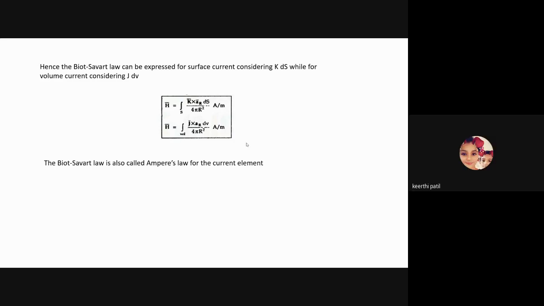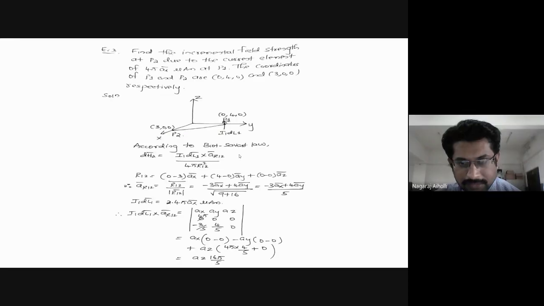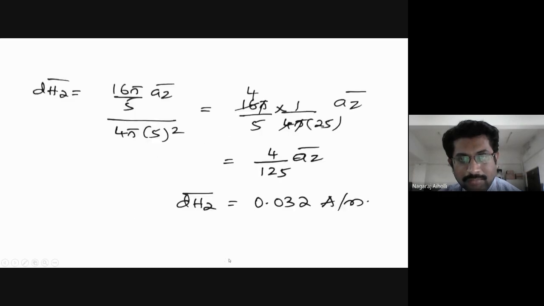Sir, the answer is 16π by 5 a_x. One minute. Very good. 16π by 5 is micro. Don't leave that micro out here, just make a correction: micro is missing, microampere per meter. If you simplify that, you will get 0.032 microampere per meter, that is 32 nanoampere per meter. Am I right? 32 nanoampere per meter. You have to simplify it further.